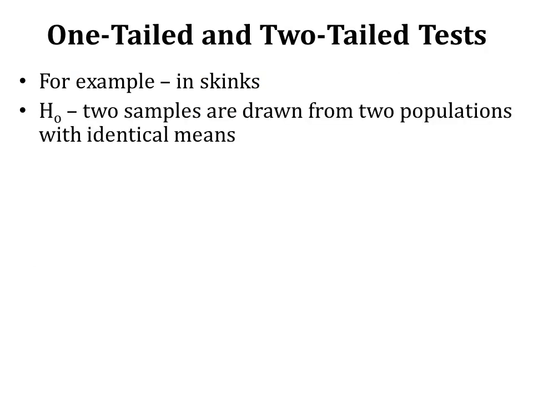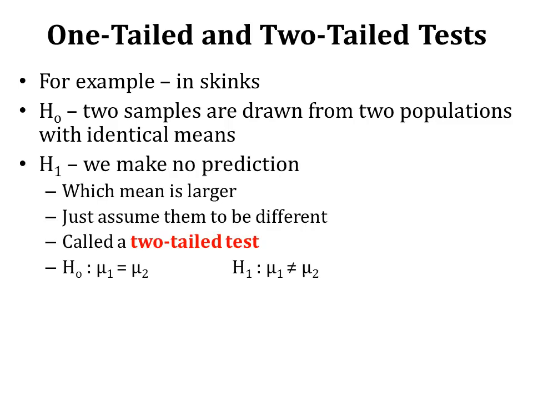And now the quick definition of one-tailed and two-tailed tests. For example, in skinks, we had the null hypothesis that two samples are drawn from two populations with identical means. So this was our null hypothesis. In every statistical test we have a null hypothesis which assumes no difference. But the alternate hypothesis is different, right? The alternate hypothesis assumes a difference. So in alternate hypothesis we can either have a one-tailed hypothesis or we can have a two-tailed hypothesis.